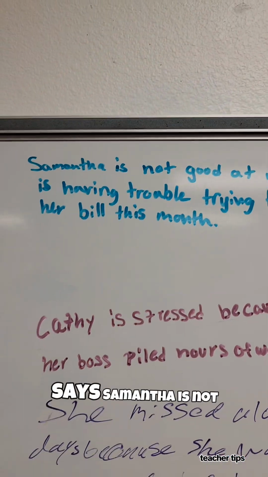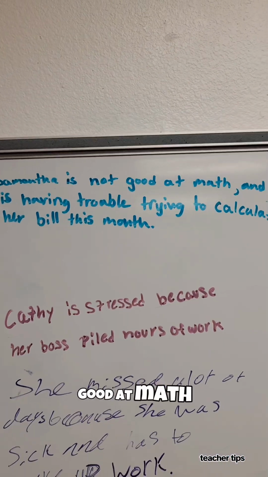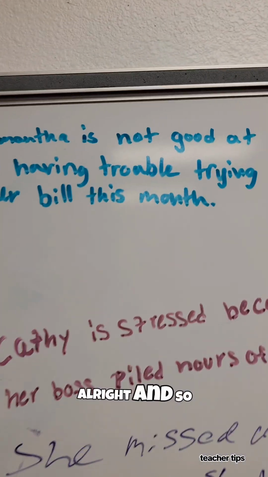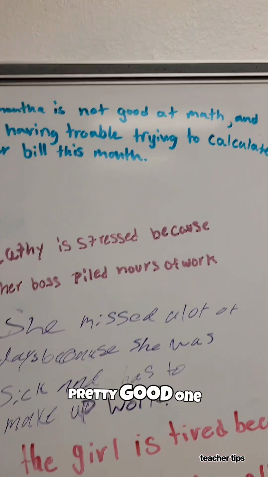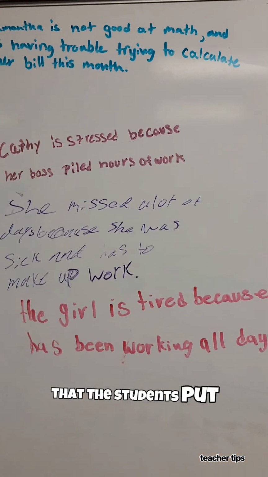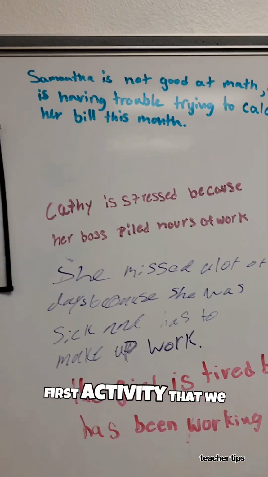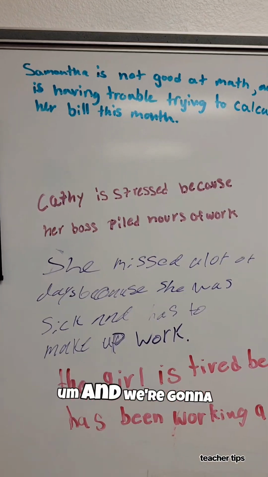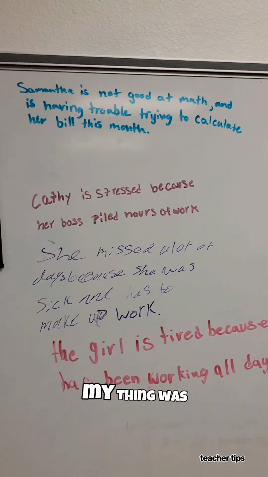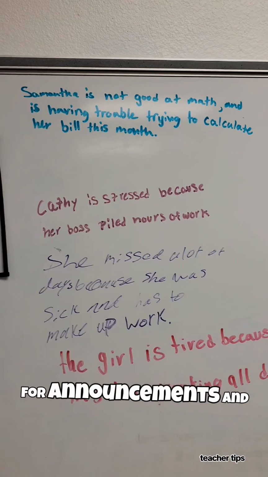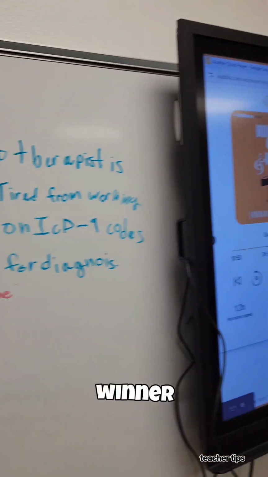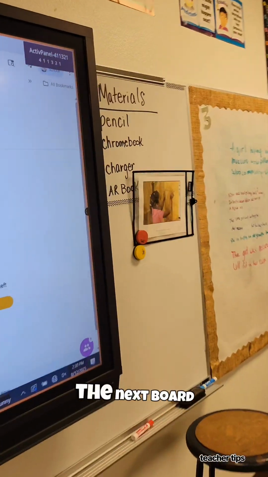Like the top one says, Samantha is not good at math and is having trouble trying to calculate her bill this month. All right. And so I thought that that was a pretty good one. But you can see the other responses that the students put. So this was the first activity that we did at the board. And we're going to do this again with more pictures. My thing was going off for announcements. And so you can see what they put, and I literally picked the best winner. And then we went on to the next board.